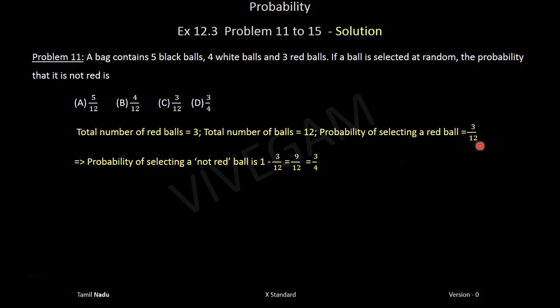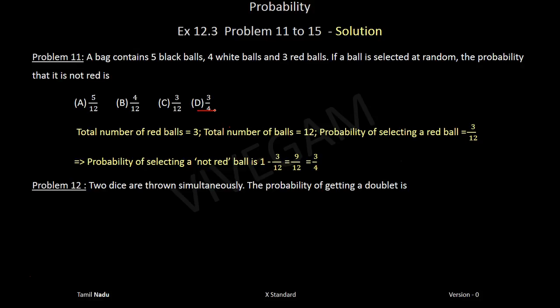So, probability of selecting not a red ball is 1 minus probability of selecting a red ball. So, that is 1 minus 3 by 12, that is 9 by 12, that is 3 by 4. So, the option is D. Right? Now, let's go to problem 12.